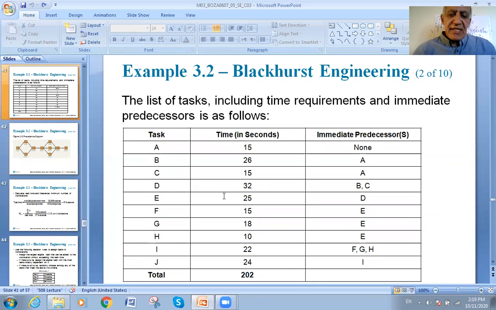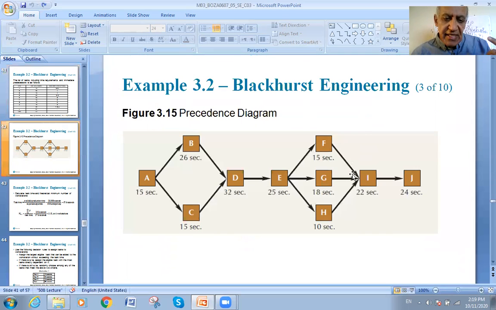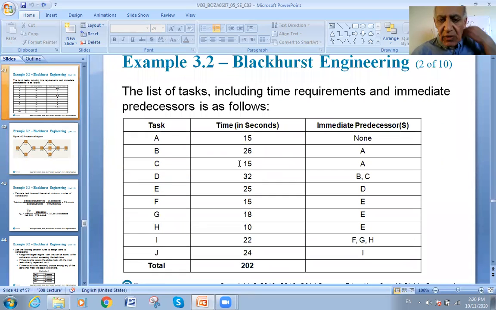Okay, then C is 15 seconds, but C also has a predecessor. The one before C is A. Then here I will make a new square and write down C, and C is 15 seconds. Then I will draw C, 15 seconds. Then what is the preceding one, the one before it? It is A, the stage before it.